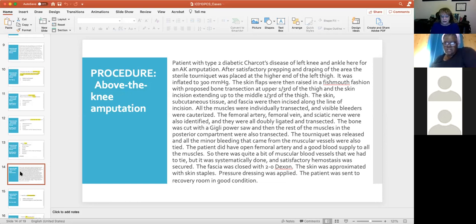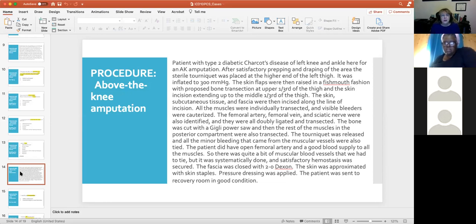were also transected. The tourniquet was released, and all the minor bleeding that came from the muscular vessels was also tied. The patient did have an open femoral artery and a good blood supply to all the muscles. So there was quite a bit of muscular blood vessels that we had to tie, but it was systematically done and satisfactory hemostasis was secured.